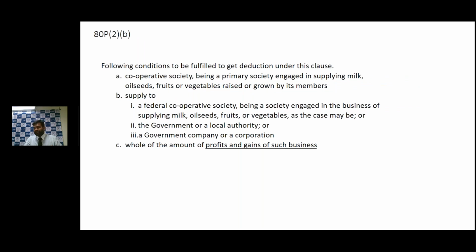If we deal with 80P(2)(b), again here the condition is that the income must be derived from profits and gains of business. The cooperative society must be a primary society engaged in supplying milk, oilseeds, fruits, or vegetables, which must have been raised or grown by its members. Supply must be either to a federal cooperative society, being a society engaged in the business of supplying milk, oilseeds, fruits, or vegetables, as the case may be, or a government or local authority, or a government company or corporation. If all the conditions are fulfilled, then the whole amount of profits and gains of such business shall be allowed as deduction under section 80P(2)(b).